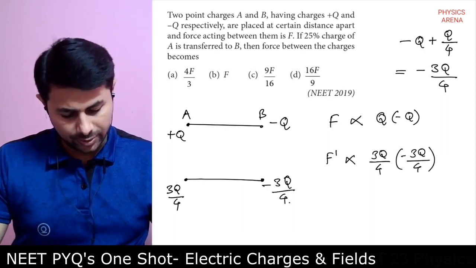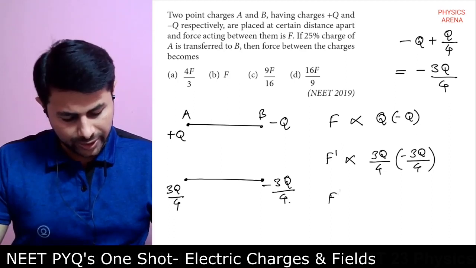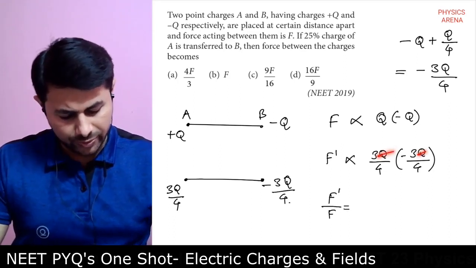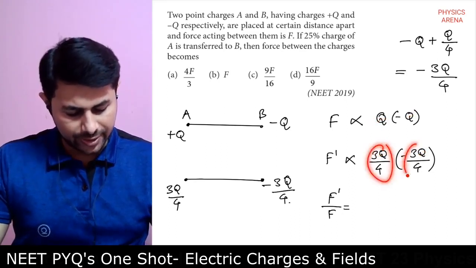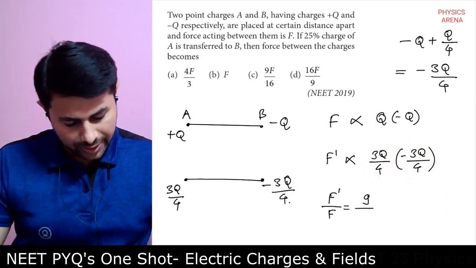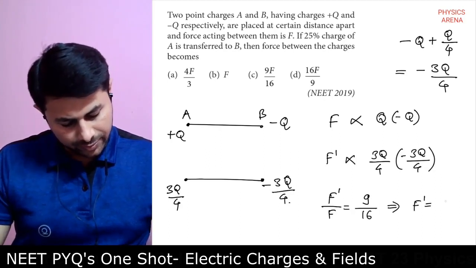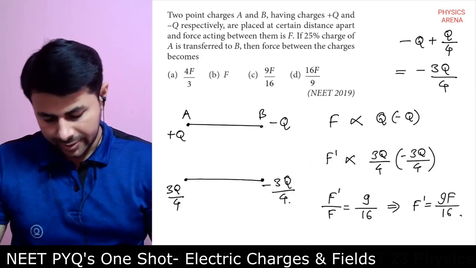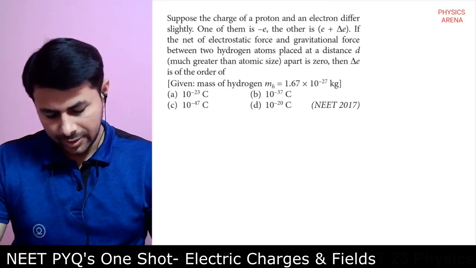If you divide these two, then what do you get? F dash upon F will be equal to, so this q square and q square, the negative sign, get cancelled. So it will be just (3/4) square. So it is 9 by 16. That means F dash is equal to 9F divided by 16. That is option C. Let's see the next one.